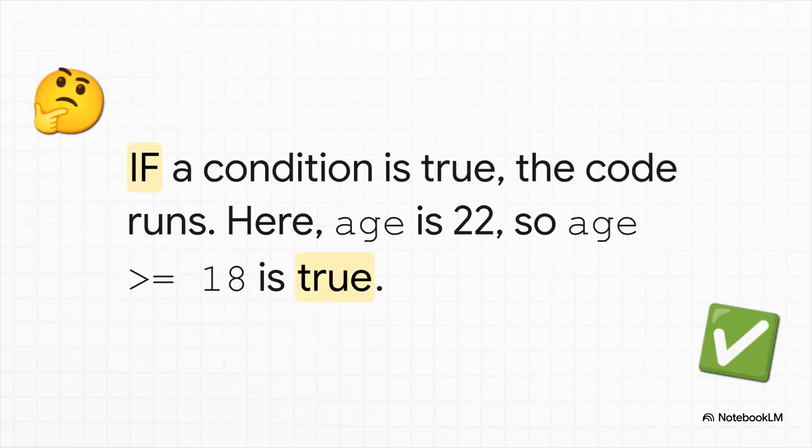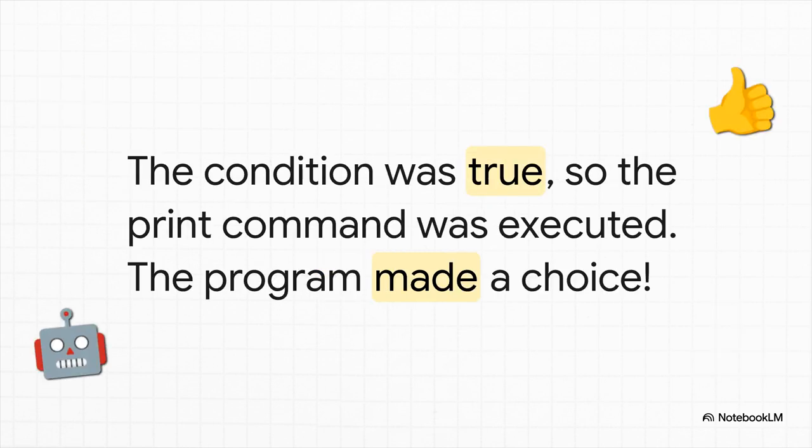So to use these, we create an if statement. We're basically telling the computer, if the condition that follows is true, then I want you to execute the code below it. So here, we store the number 22 in a variable called age. Then we ask, is the value in age greater than or equal to 18? Well, since 22 is greater than 18, that condition is true, so the code inside the if statement gets to run and our message gets printed. The program just made a decision all by itself.